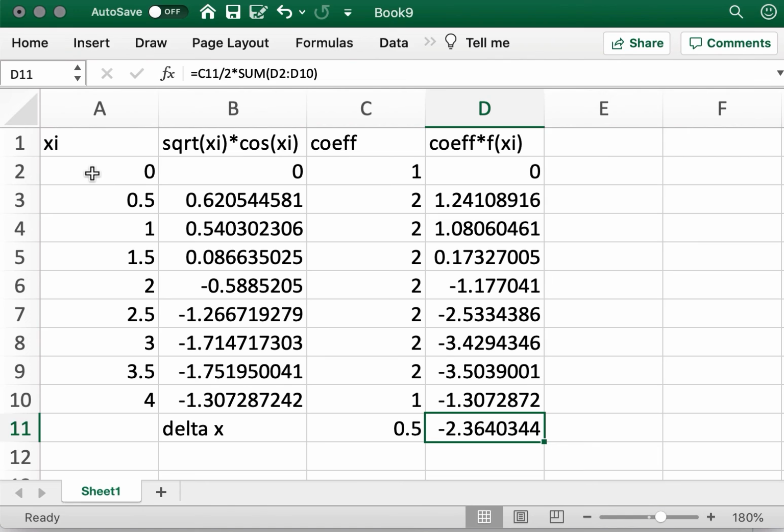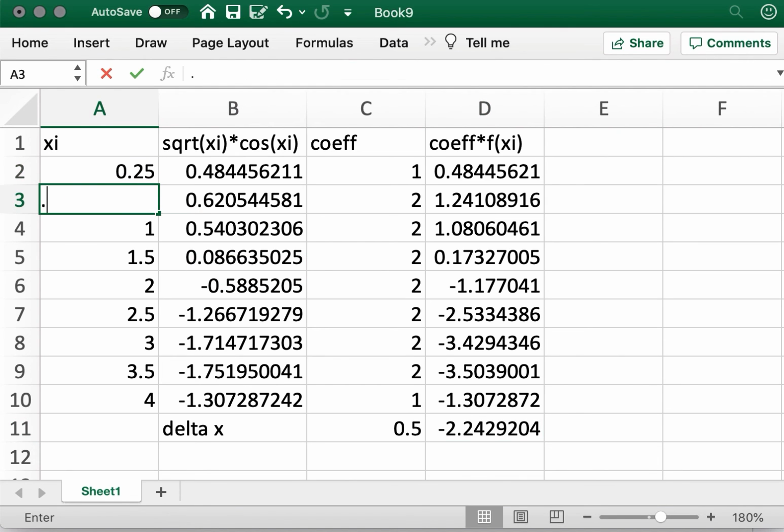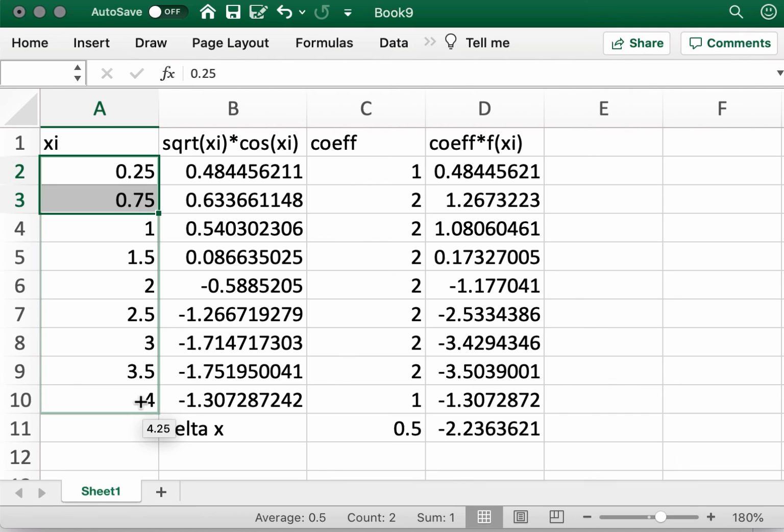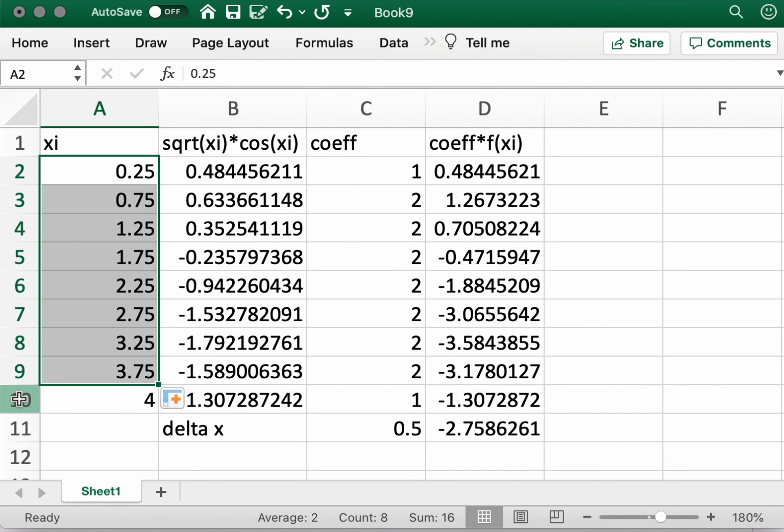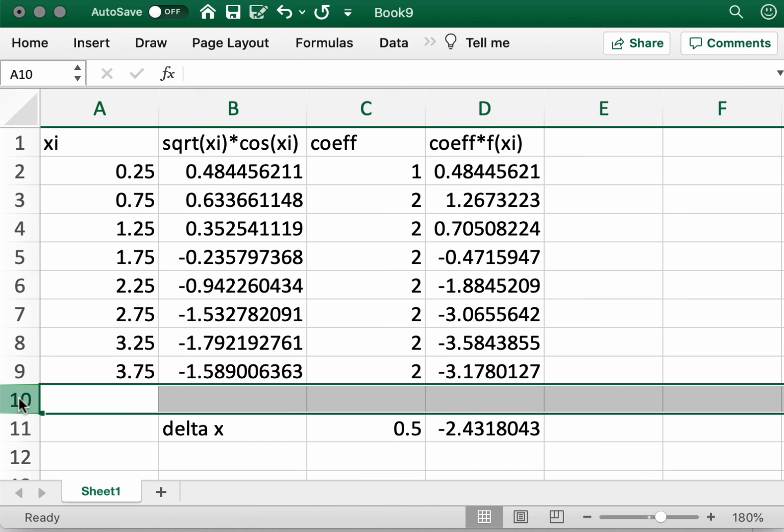We need to change some things here. Our x sub i's should be 0.25, 0.75, and so on. And once you have two of them, Excel recognizes the pattern. And we're going to end that at 3.75 because that represents 15/4. So we're actually going to get rid of this last row here.